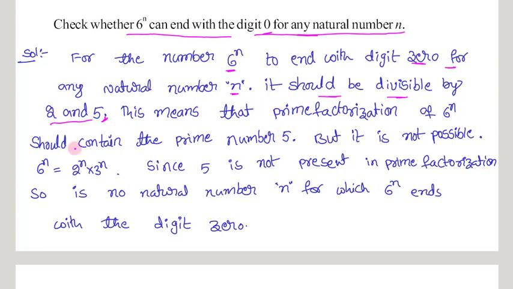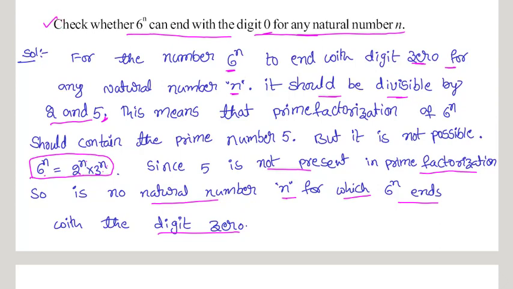But if you observe the prime factorization of 6 to the power of n, that can be written as 2 to the power of n into 3 to the power of n. That means 2 is there, but 5 is not there. Since 5 is not present in the prime factorization of 6 to the power of n, there is no natural number n for which 6 to the power of n ends with the digit 0. This is how to solve this problem.